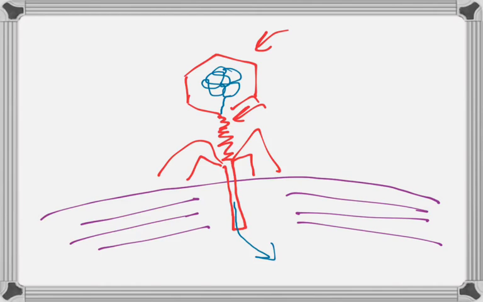The bacterial ribosome will translate that mRNA. In other words, the bacterial cell gets the life cycle of the virus going. Okay?